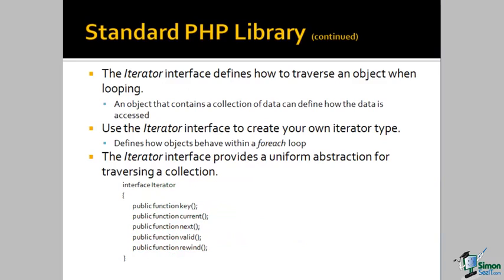The Iterator interface defines how a class can be traversed, how it can be iterated over when we're looping with that class. And what this Iterator interface defines is how our class object will behave within a foreach loop. Functions defined in the Iterator interface are required in order to provide the ability for our own objects to traverse their contained data within a foreach loop.